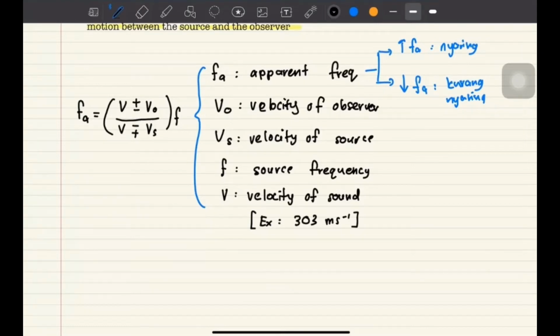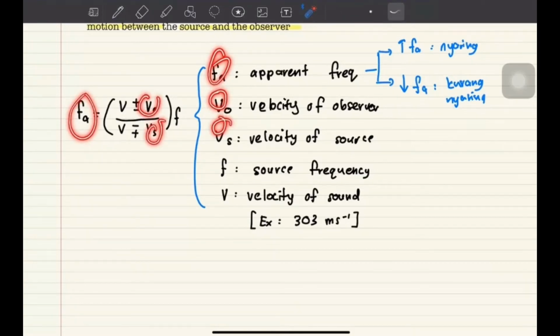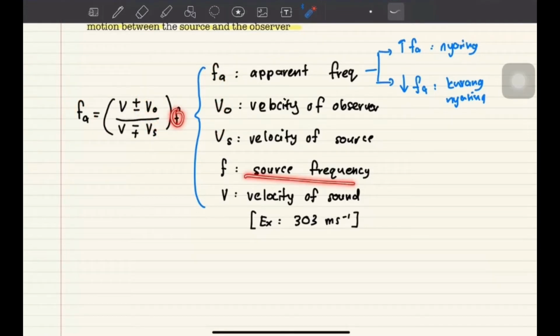Okay, for now, any question? Soalan tak? No, sir. So, setiap satu simbol ni represent benda-benda ni lah. FA tu ni, V0 tu ni, Vs tu ni. And then F is the source frequency and V is actually the velocity.